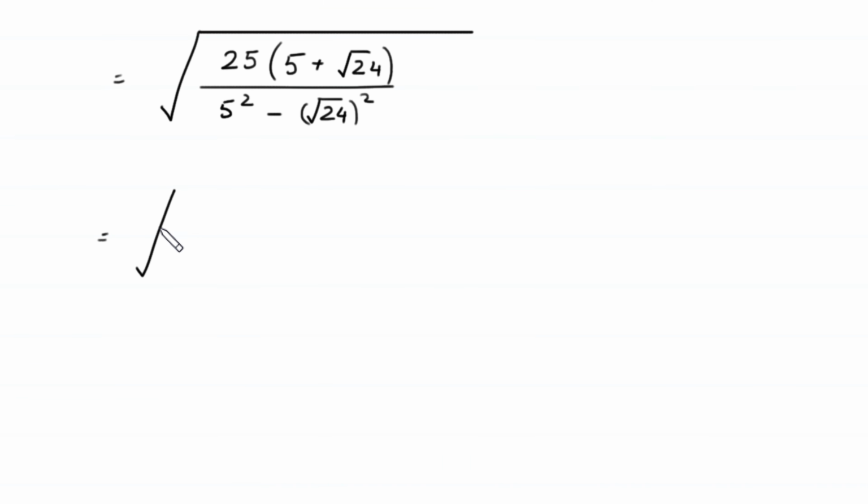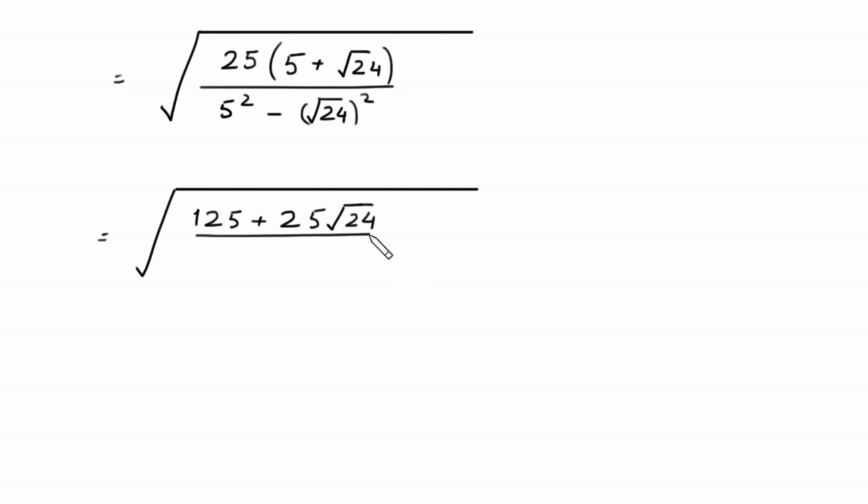Next, square root of, now this 25 times this 5 is 125, plus this 25 times square root of 24, divided by 5 squared, which is 25, minus this square, which will be cancelled with this square root, and here is left 24.